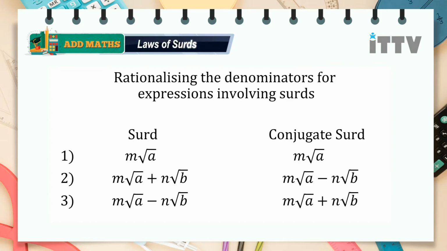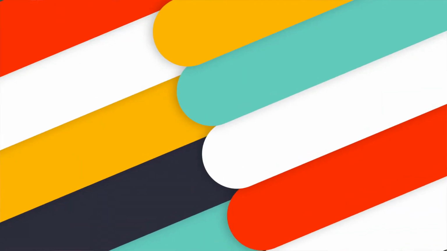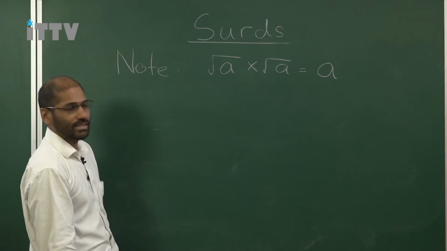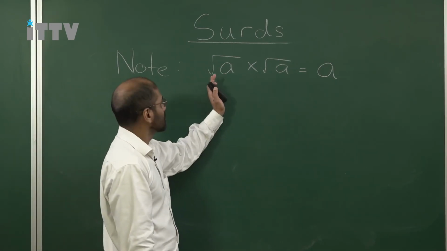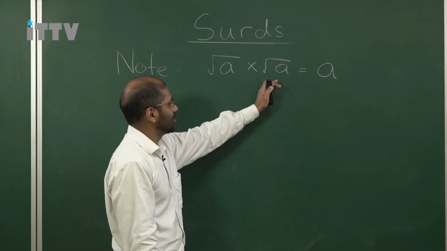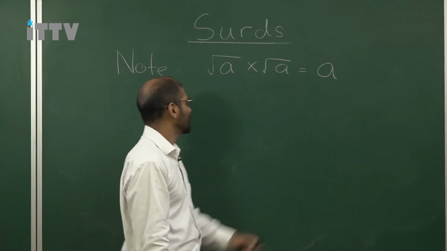And the third example, we have m surd a minus n surd b. So for the conjugate, we need to reverse the sign of the back part, the n, which will give us m surd a plus n surd b. So before we move on to the next example, we need to take note of this property. Surd a times surd a equals a.